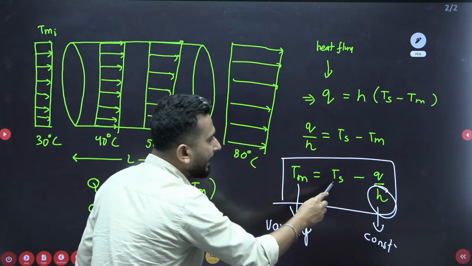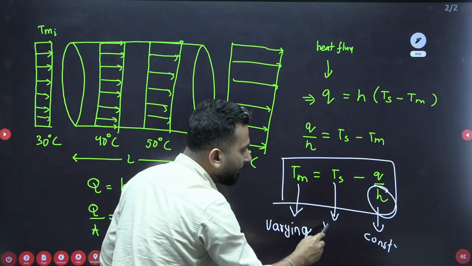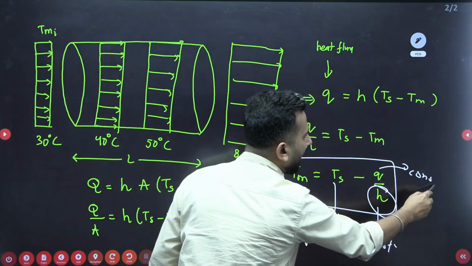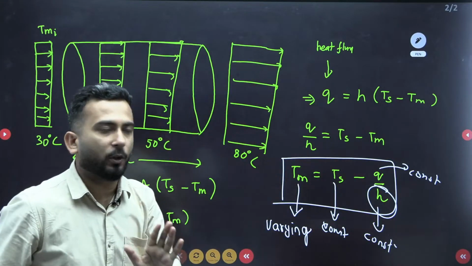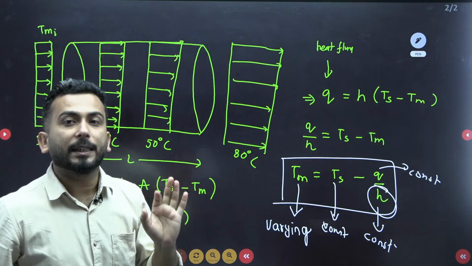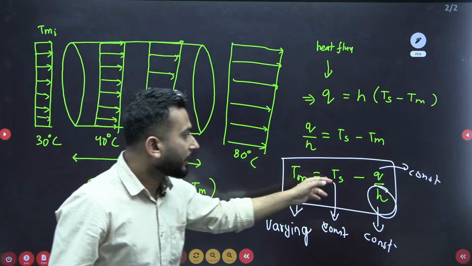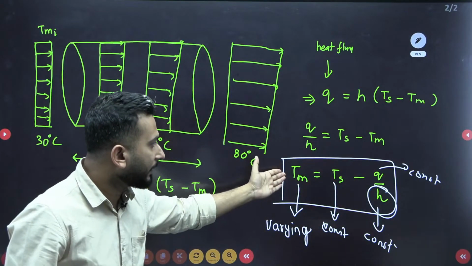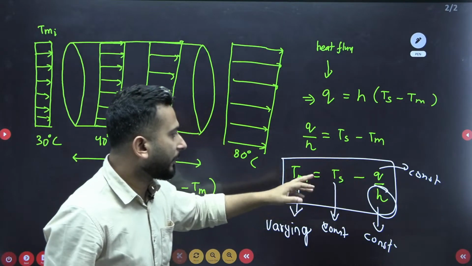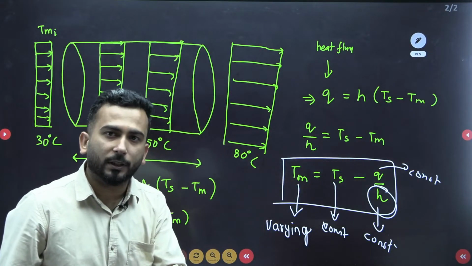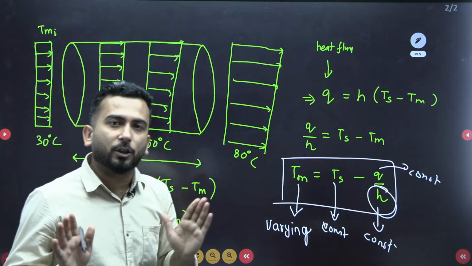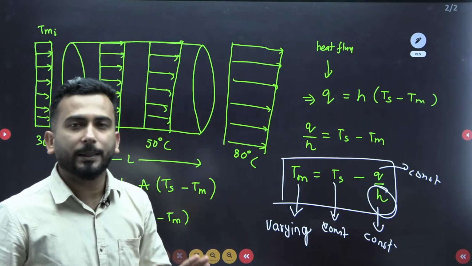Now suppose Ts is also constant and q is also constant. Just imagine that Ts and q both are constant. So will the left hand side be constant? No, the left hand side will not be constant. Why? Because if everything is constant, then Tm will remain constant. And by our discussion over here, we know from the very basics of the concept that Tm has to vary.